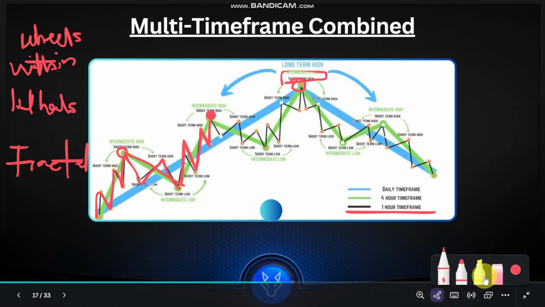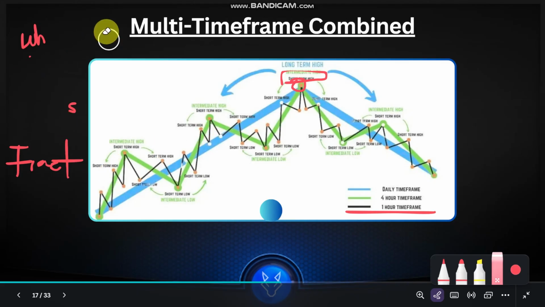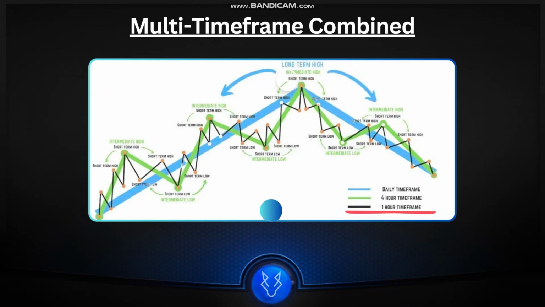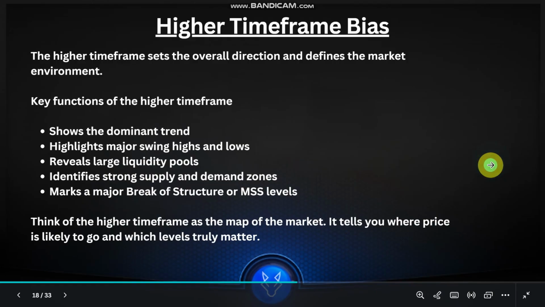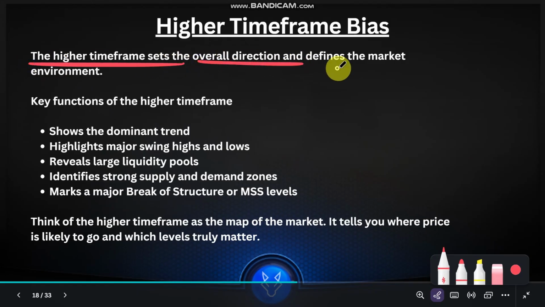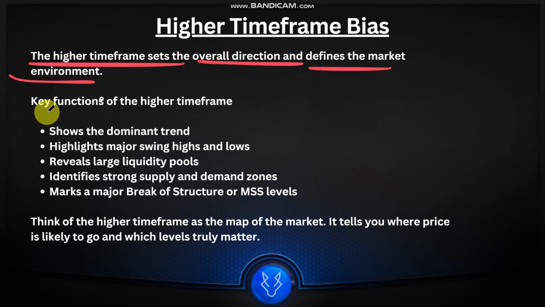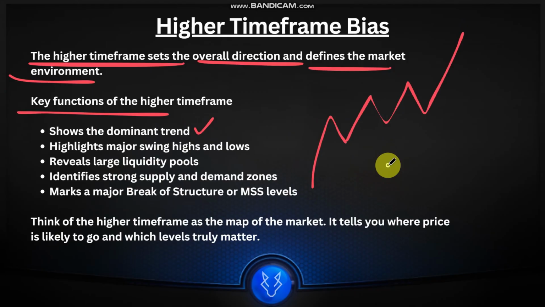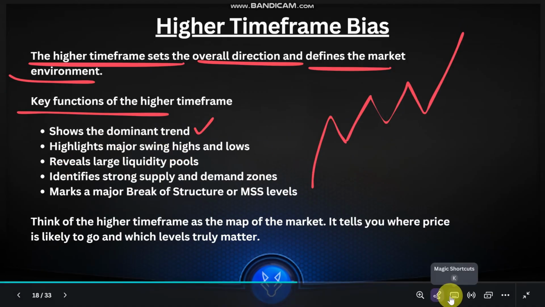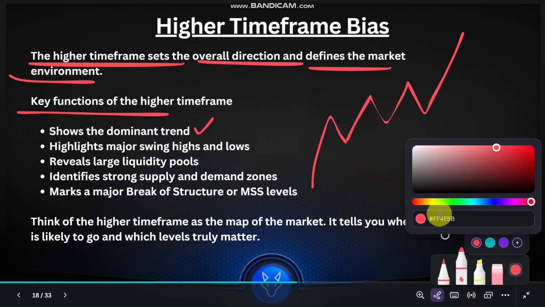Okay, so now I'm going to show you guys this thing in the charts. We're going to be practical about this. Let's look at what the high time frame bias is all about. Now, the high time frame sets the overall direction and determines the market environment. Key functions of the higher time frame: it shows the dominant trend. So this is the higher time frame trend. It highlights the major swing lows. What are the major swing lows that we have?